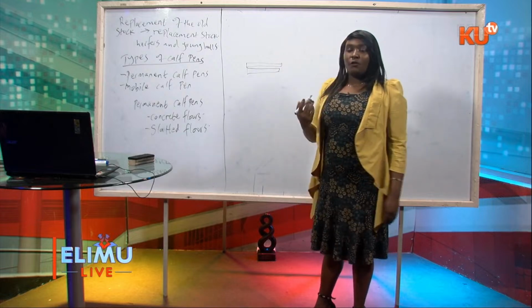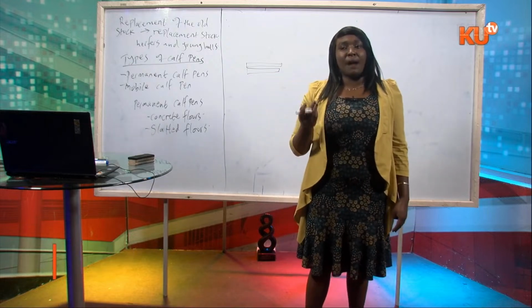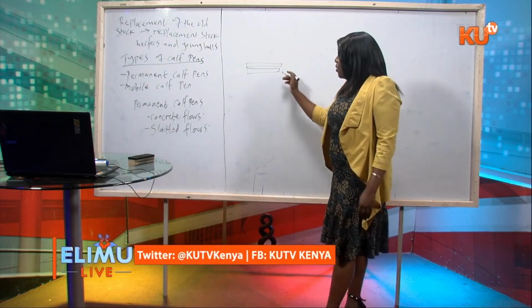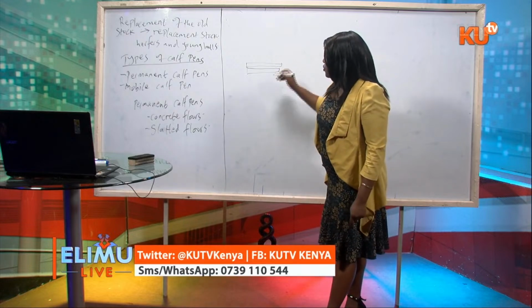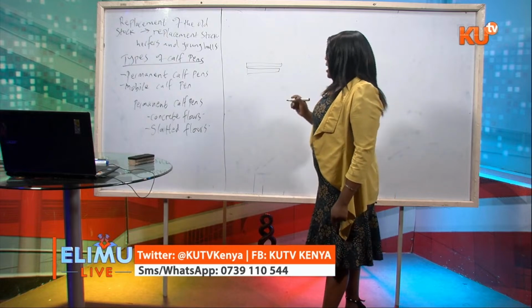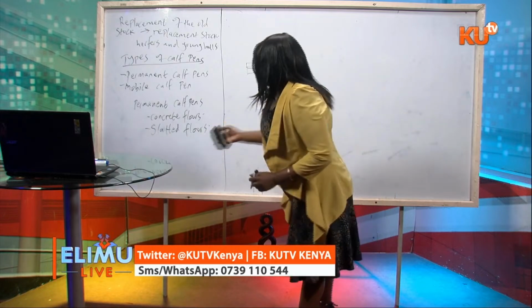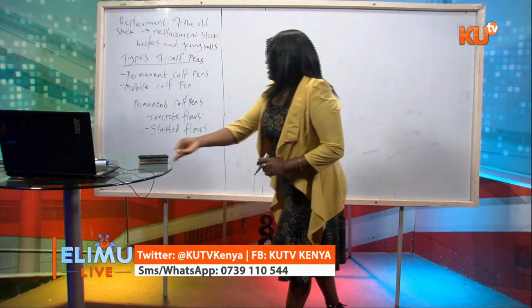The concrete one, of course, is where you mix the sand and the ballast to come up with the final concrete, and then, of course, you put it on the floor as you construct the calf pen. So those are the permanent calf pens. They are two. We have said the concrete and the slated.